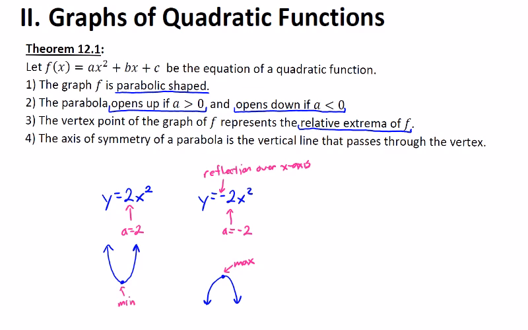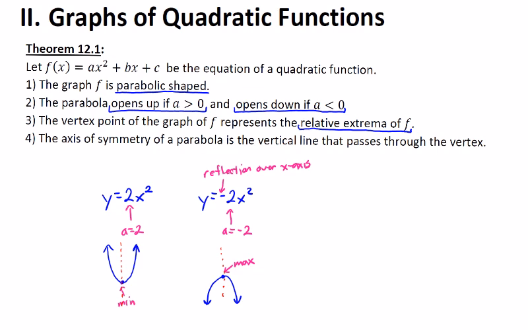And then the 4th item is the axis of symmetry. As mentioned on the previous example, the axis of symmetry is the vertical line that passes through the vertex. And it essentially cuts the graph of the parabola into 2 halves, the left half and the right half.